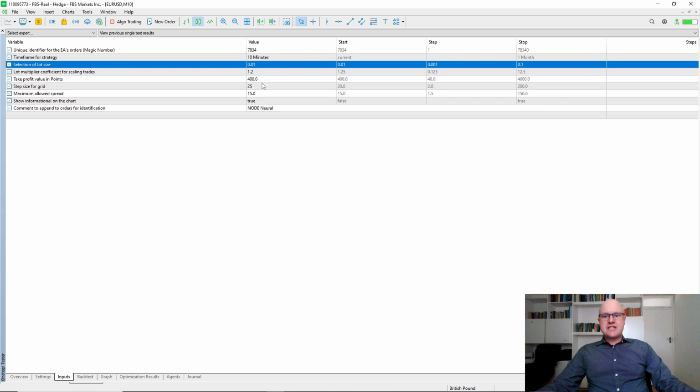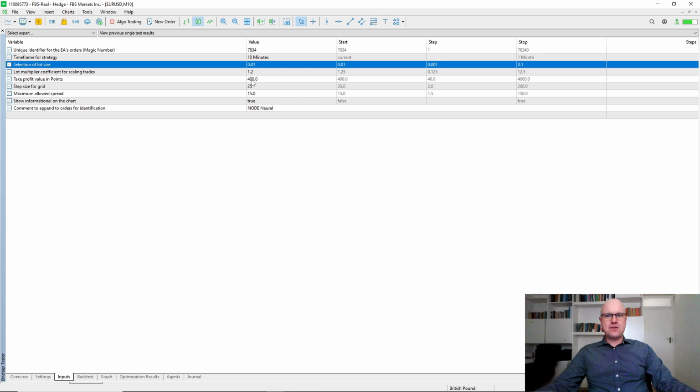The changes that I've made is I've updated the lot multiplier coefficient for trailing or scaling trades to a lower number of 1.2, and I've also increased the minimum step size for the grid. All of the other settings that you see here are those of the default left by the author. But for those of you interested in the set file, I'll make sure to share a version of it down in the description below.